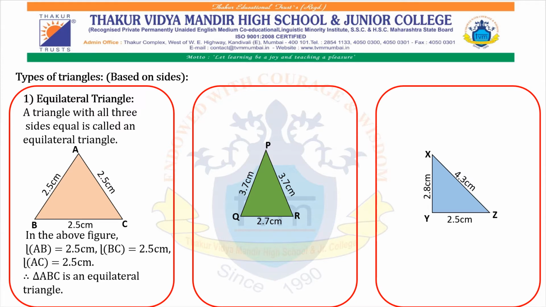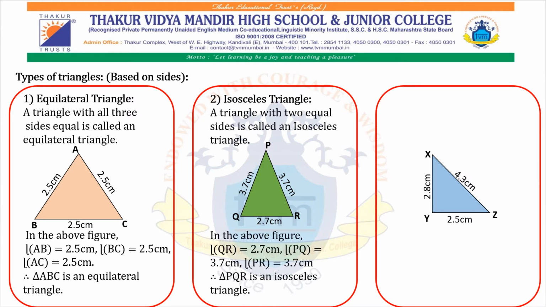Now, in the second figure, we can see that length PQ is 3.7 centimeters, length PR is also 3.7 centimeters, but length QR is 2.7 centimeters. So, what is this triangle called? This triangle is called an isosceles triangle. A triangle with two equal sides is called an isosceles triangle.